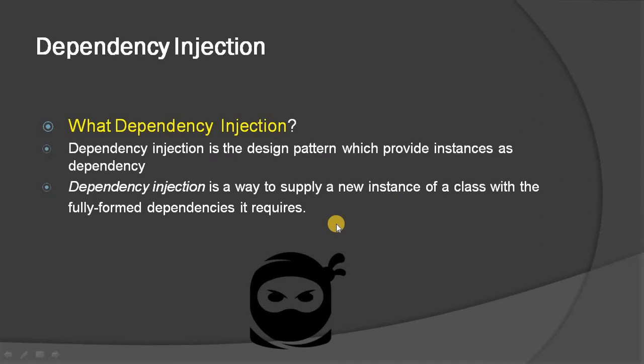In Angular, dependency injection is a way to supply a new instance of a class with its fully formed dependencies as required. As we saw in the example, our test class has a dependency, the value property in the constructor. So by using dependency injection, we can create the class, fulfill that dependency, and provide the instance of the class to the app component. Angular has its own dependency injection framework, handled in its own implemented way. It's a separate module in Angular 2.